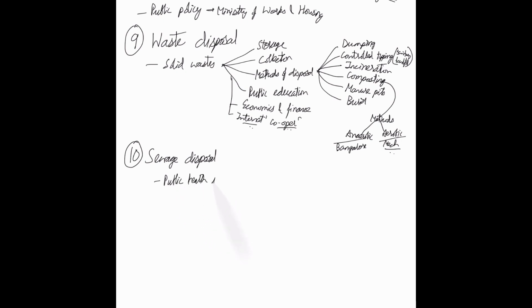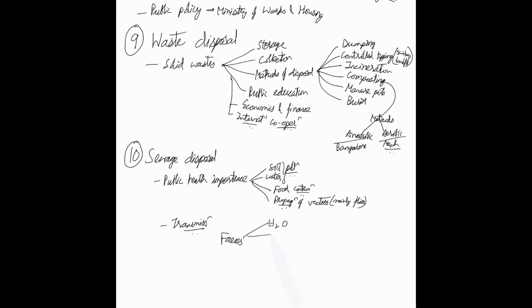Next up, we have sewage disposal. We talk about the public health importance of sewage, which causes soil pollution, water pollution, food contamination, and propagation of vectors, mainly flies, when not disposed properly. Then we talk about the transmission of various diseases, how diseases can be transmitted from feces to various hosts via water, fingers, flies, and soil, and of course in between food.